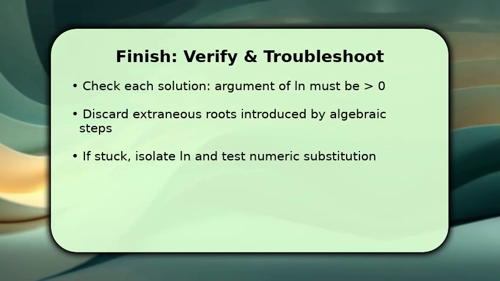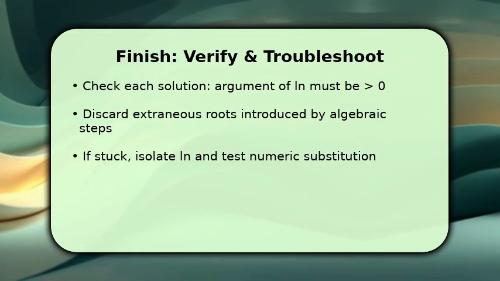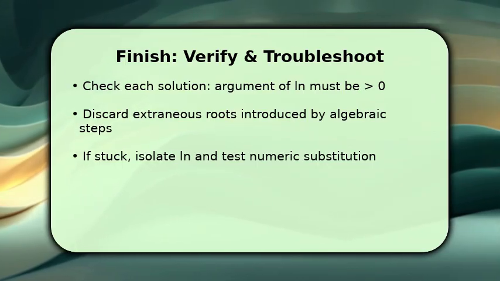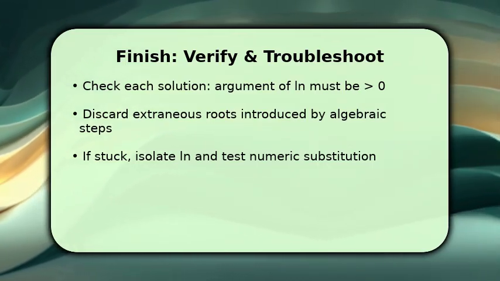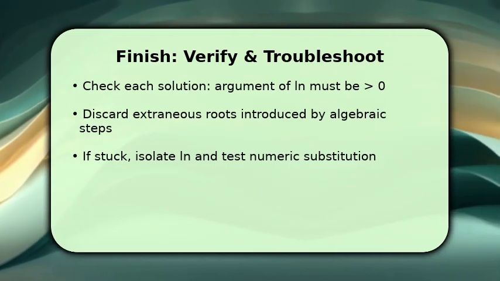Troubleshooting tip: if a solution fails, retrace steps where you squared or multiplied by expressions that could be 0. Those operations commonly introduce invalid roots.